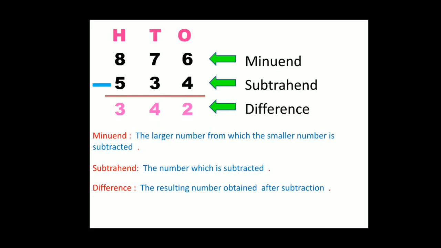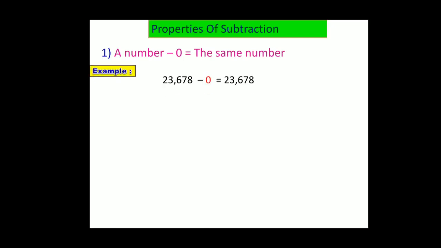Now come to the properties of subtraction. The first property of subtraction says that a number minus 0 is equal to the same number. For example, we have 23,678 minus 0, which is equal to 23,678. That is the same number.